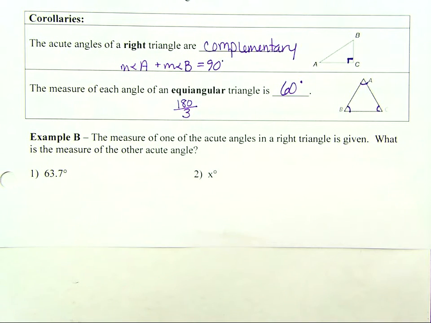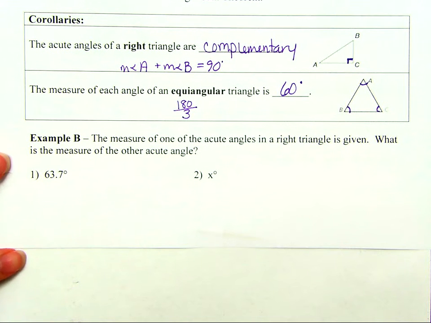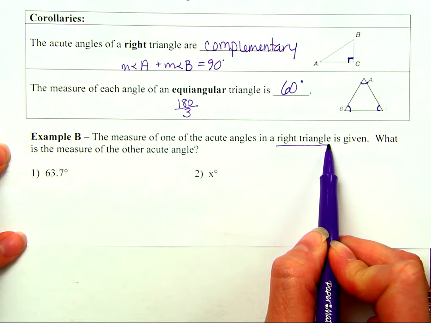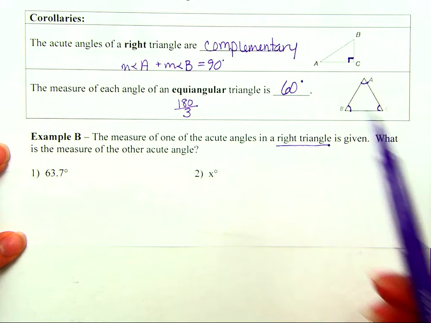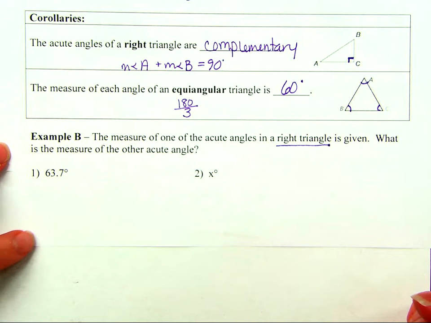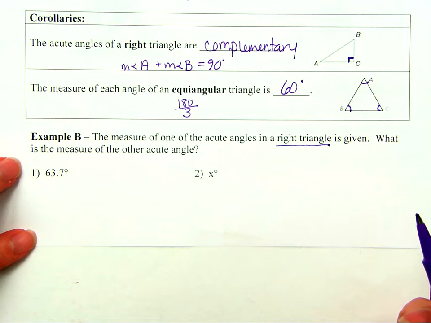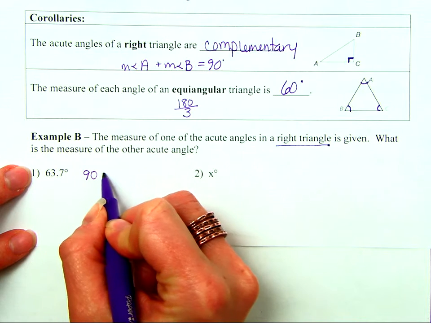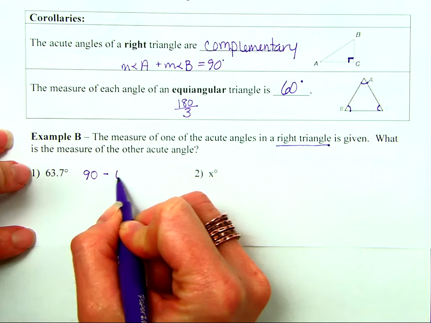You may be asked questions like example B, where they state the measure of one of the acute angles in a right triangle is given. What is the measure of the other acute angle? The key here in our directions, it says we have a right triangle. And so referring to the corollary above, my two acute angles are complementary. If one of them is 63.7, then the other one would have to be its complement.